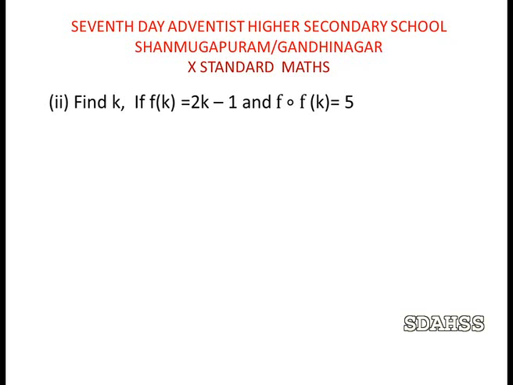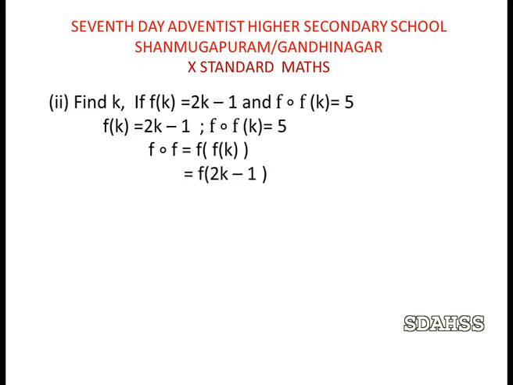Subdivision 2. Find k. If f of k is equal to 2k minus 1 and f dot f of k is equal to 5. Here one function is given, that is f of k is equal to 2k minus 1, and the condition is f dot f of k is equal to 5. You make use of f dot f of k is equal to 5. First you have to find out f dot f, which is equal to f of f of k. Now substitute f of k is equal to 2k minus 1. Then you have f of 2k minus 1.